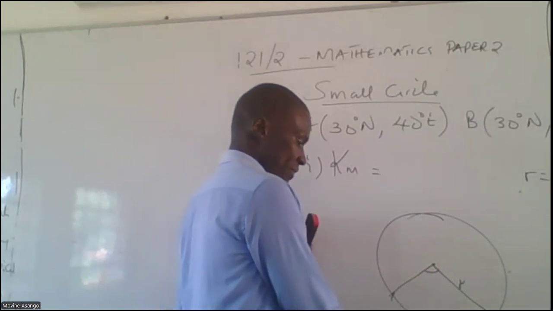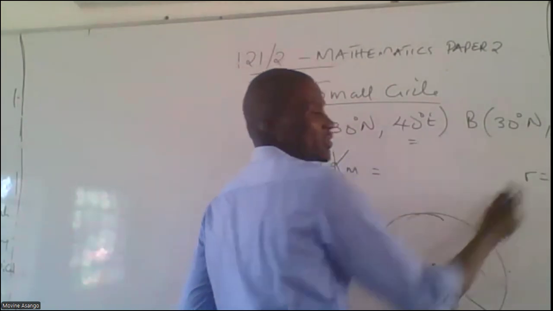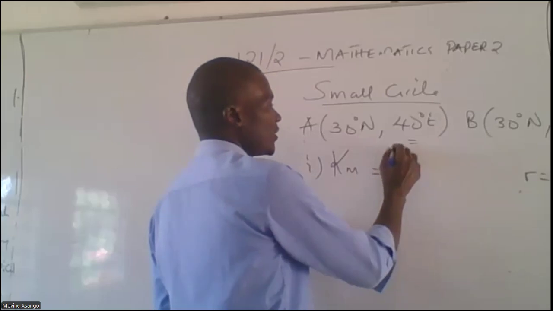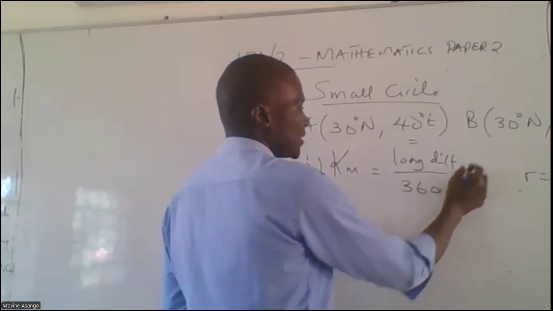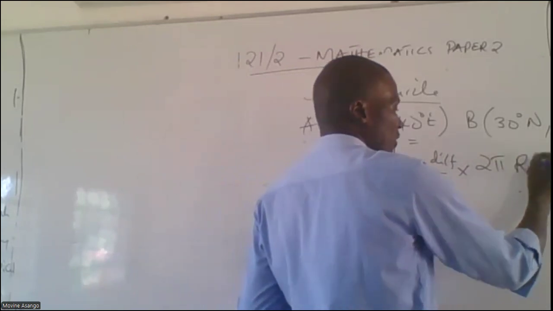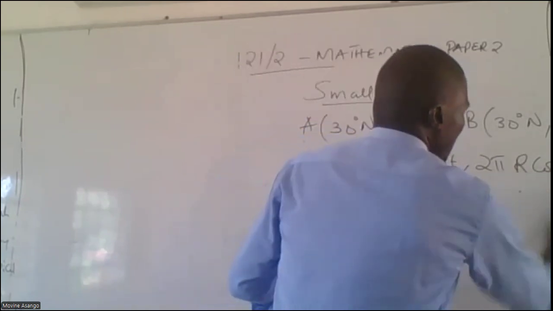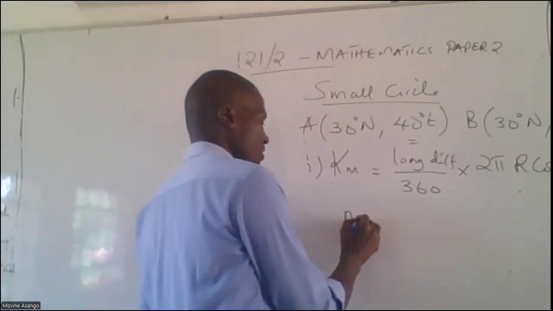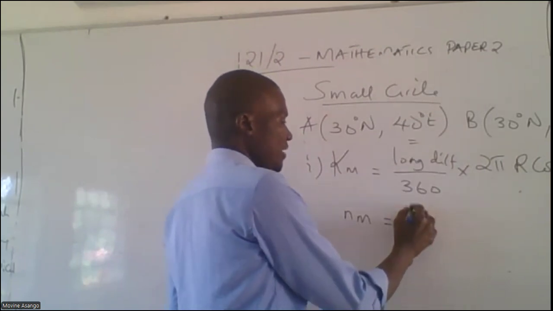All of us are aware that if I want to get the length of this arc, I need this angle. That angle will be the difference in the longitude. So if I want to get that distance, what I need is the longitude difference over 360 times 2 pi R cos latitude. Remember, it is 2 pi R. So 2 pi R cos latitude will give us the distance along that small circle. If I want this same distance in nautical miles, then I'll just have the longitudinal difference.